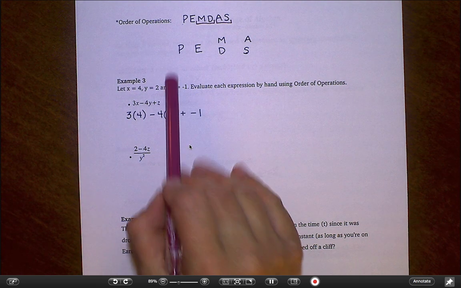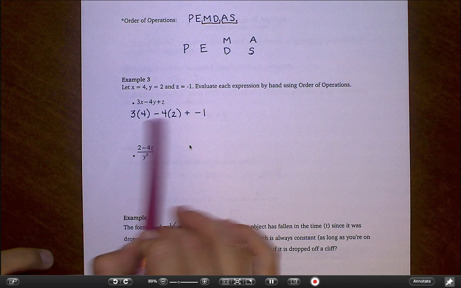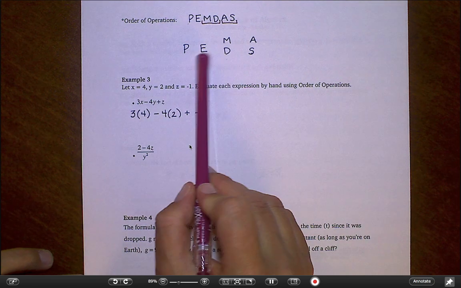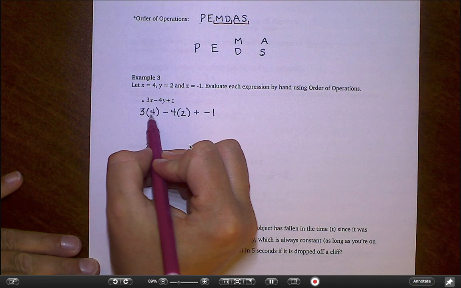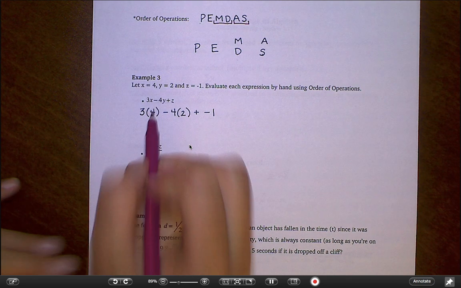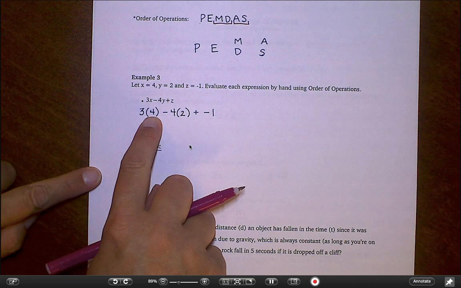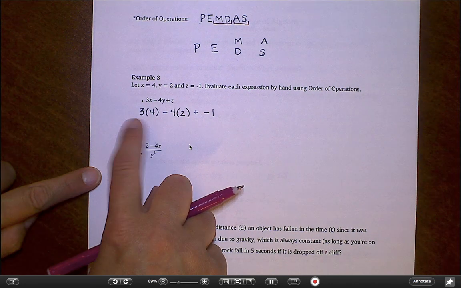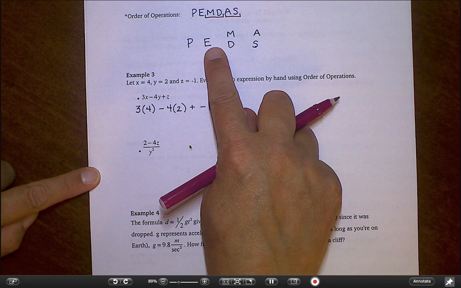I have parentheses here, and I guess I should clarify this. These parentheses are around just single numbers. So when I say start with parentheses, that really means if inside these parentheses there was some operation. If this was like 4 plus 2 inside of here, I would do that first. If it's just parentheses around a single number like this, which is really written to make this multiplication, that's not what this is talking about. I don't have any exponents here.